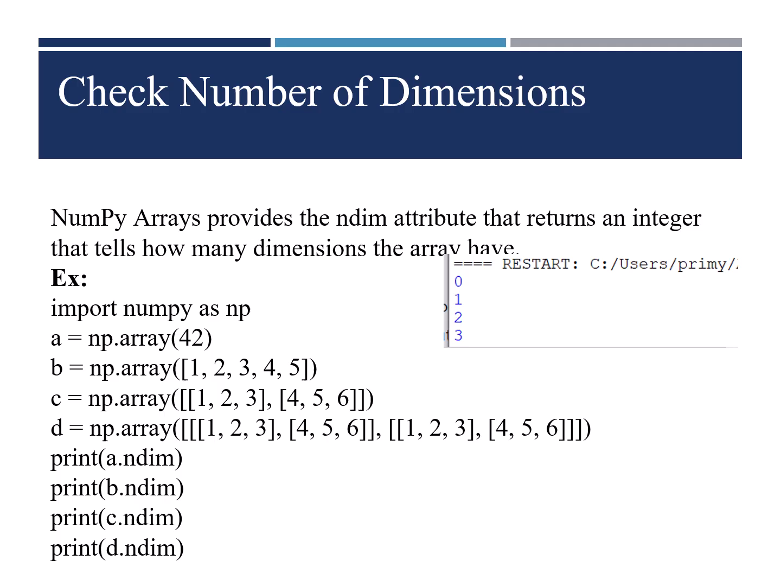Now to check the dimension of each array, we have the inbuilt attribute ndim. Regarding the first case, since it is zero dimension, when we try to print a dot ndim, the output is 0. The next one is a one-dimensional array, and c we might have created a two-dimensional array, and d we might have created a three-dimensional array. So respectively, for each dimension, the output we get is 0, 1, 2, and 3.